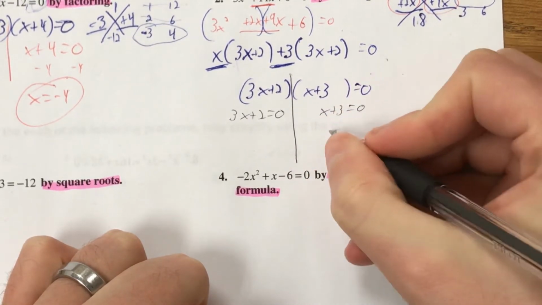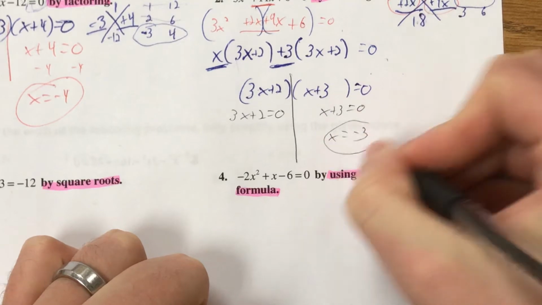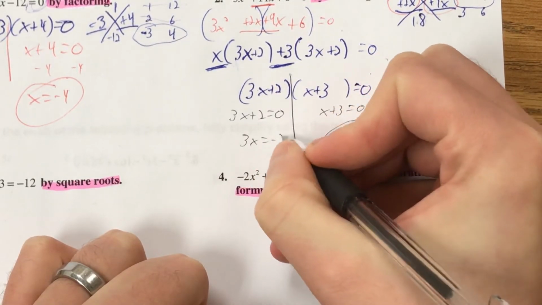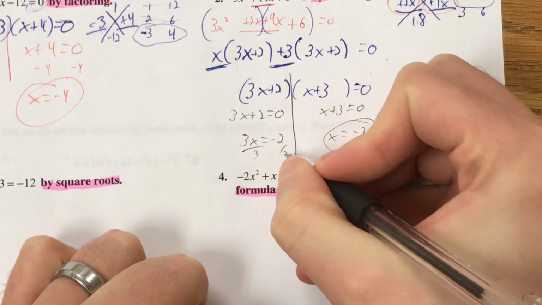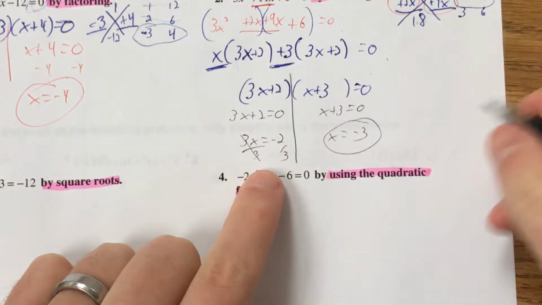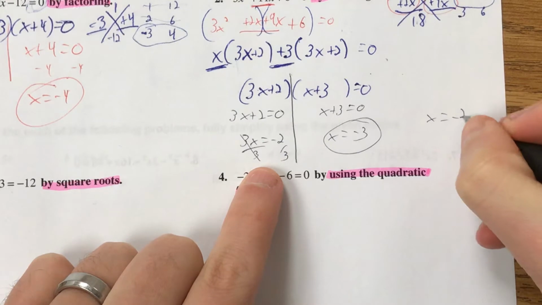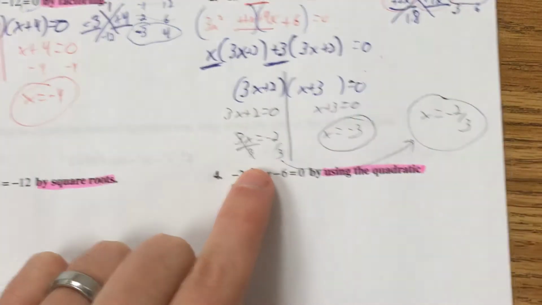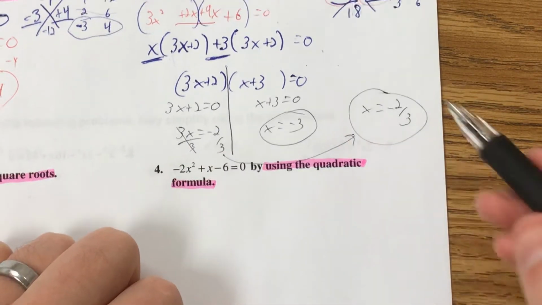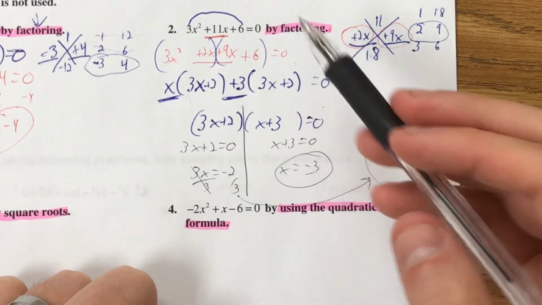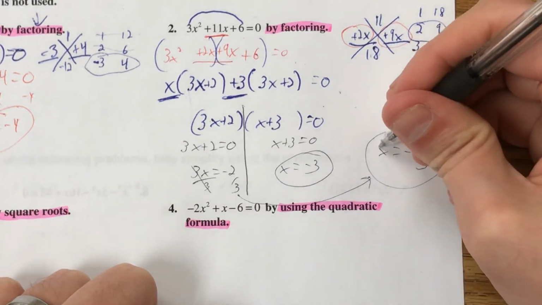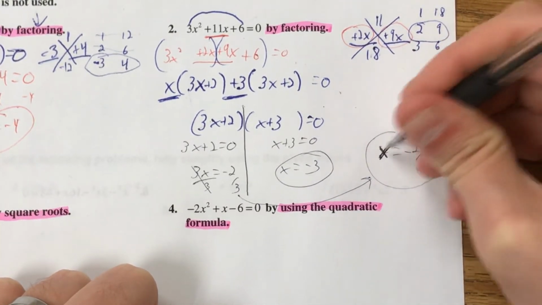This one, you just subtract 3. This one, you would subtract 2, and then divide by 3. So I would get x equals negative 2/3. There you go. So those are the two answers you would get when you are solving by factoring. Because solving means you get x equals a number. It's not just factoring, it's solving.